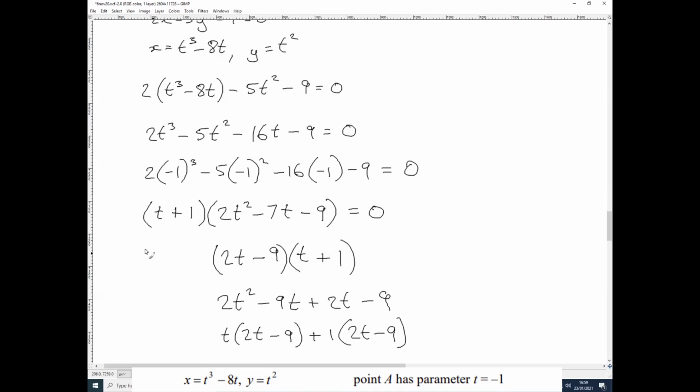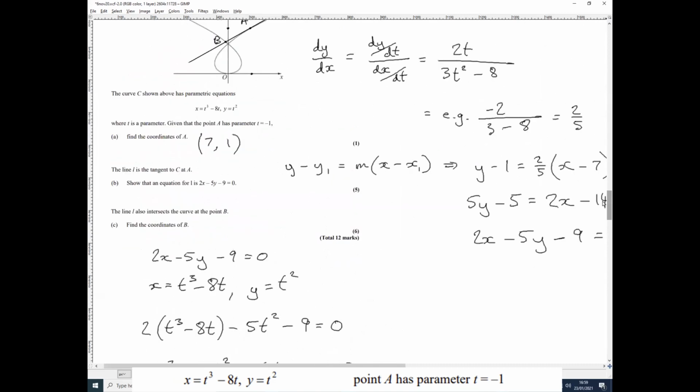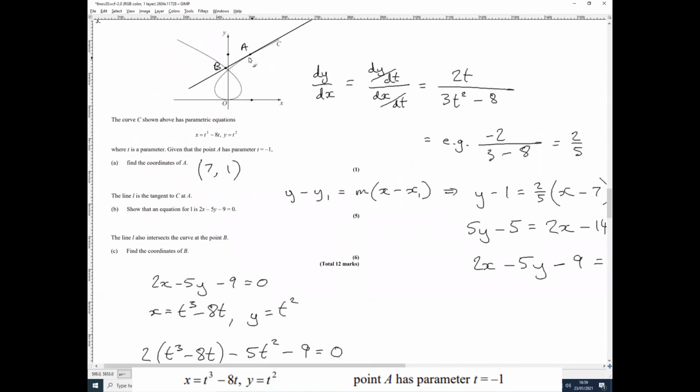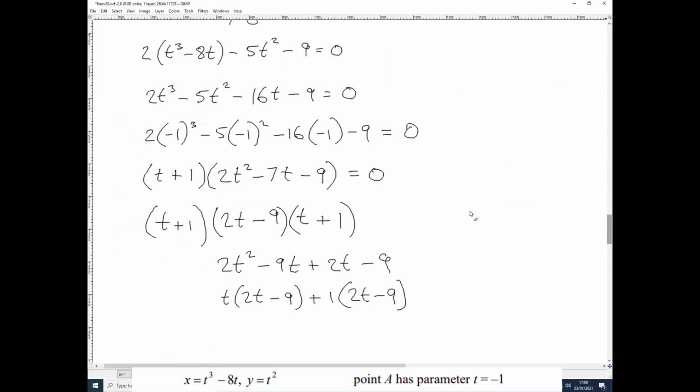Fine. Therefore, and yes, the t value of 1 makes sense, contrary to what I said, at A rather than B. Because it's tangential there, so it's going to take up both of these, what we'd call a repeated root.